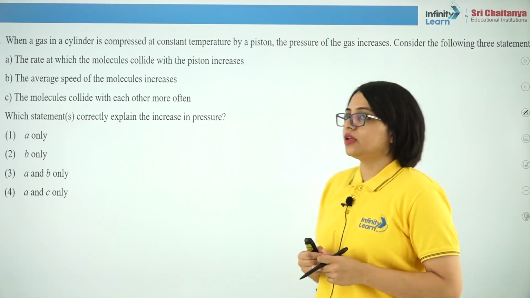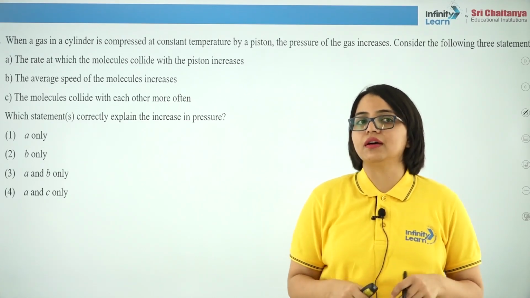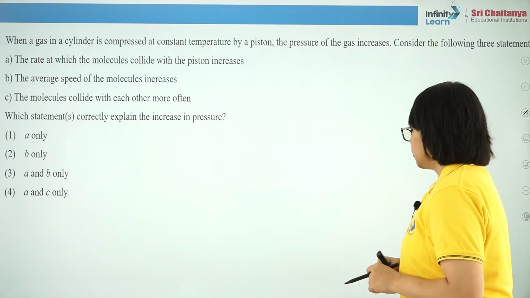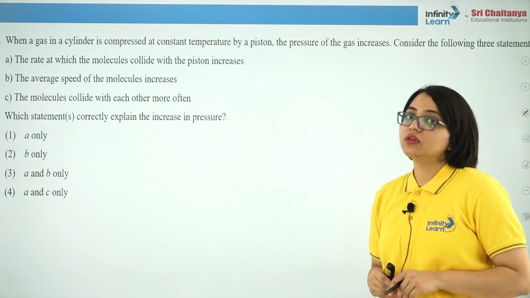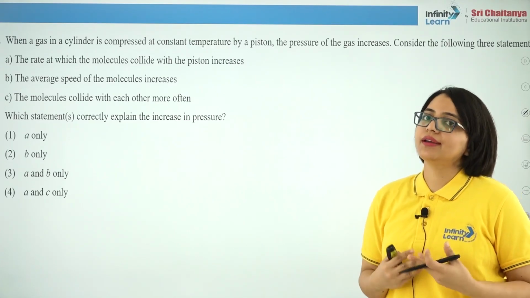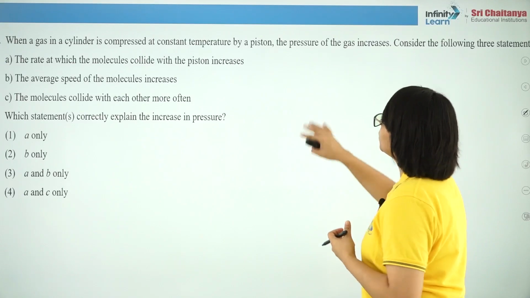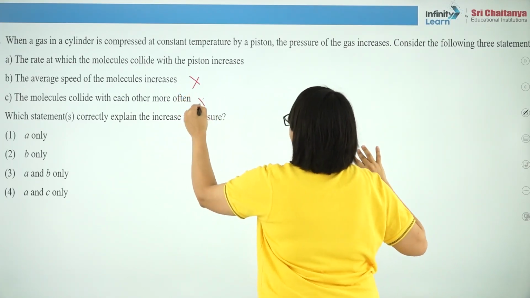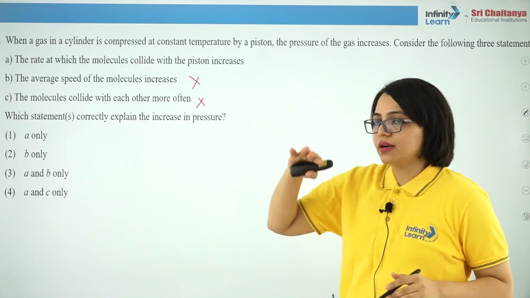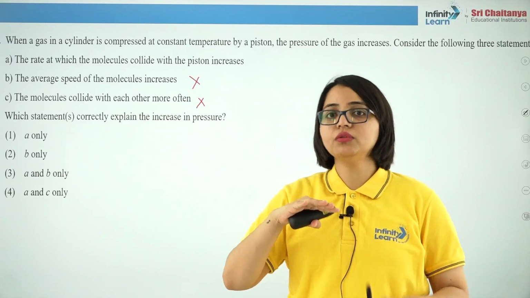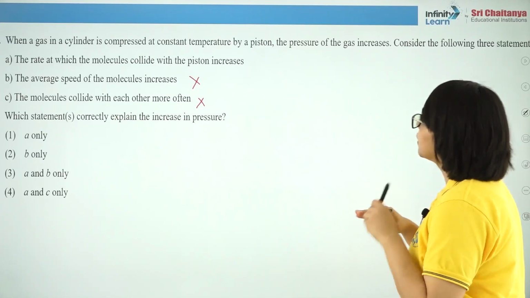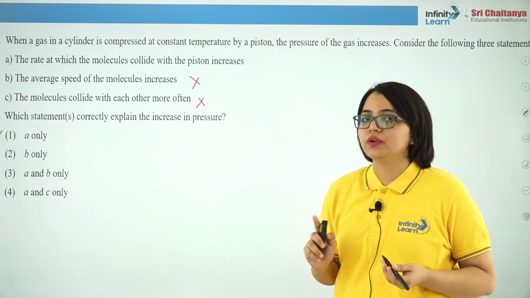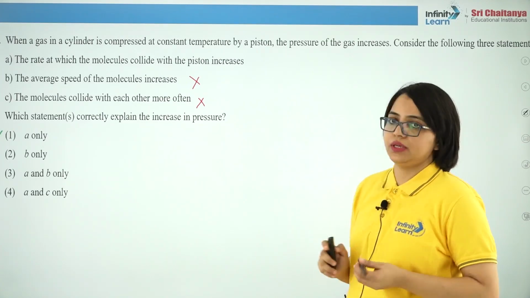So, average speed of the molecule will increase if there is some change in the temperature, right. Molecules collide with each other more often if there is some change in temperature, and because of change in temperature kinetic energy of the molecules will increase, but there is no information about the temperature change. So, B and C are not correct, right. And because we are compressing the piston, so molecules will collide with the piston more often, right. So, correct statement is 1 only, which is option 1A only.